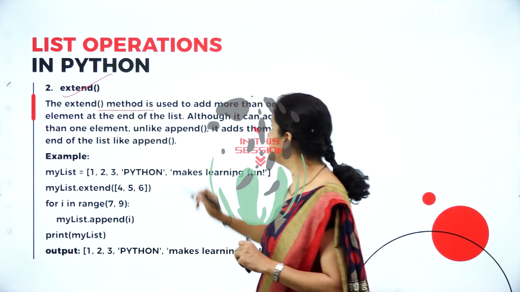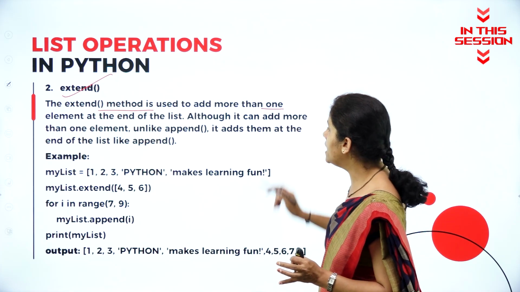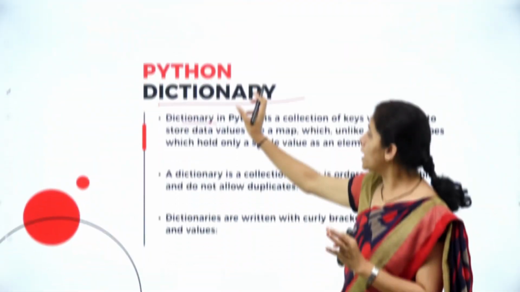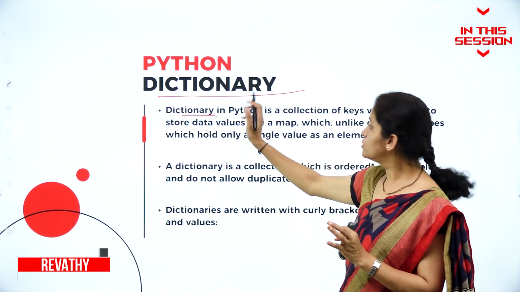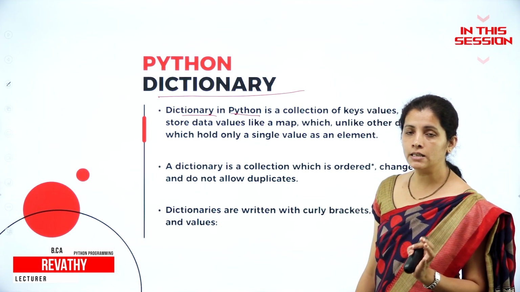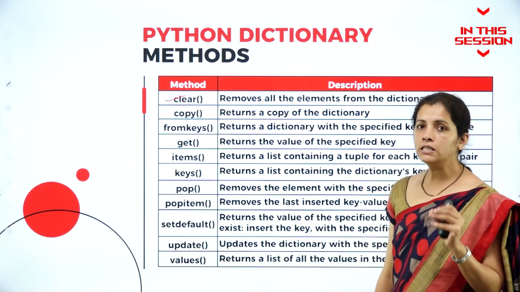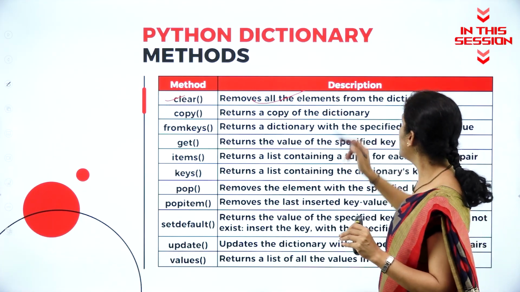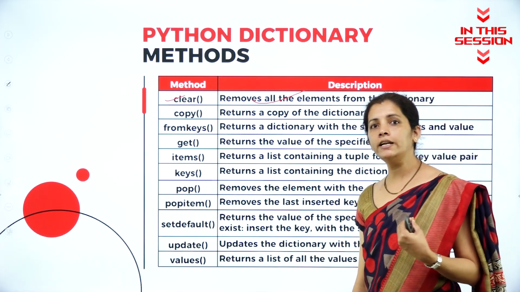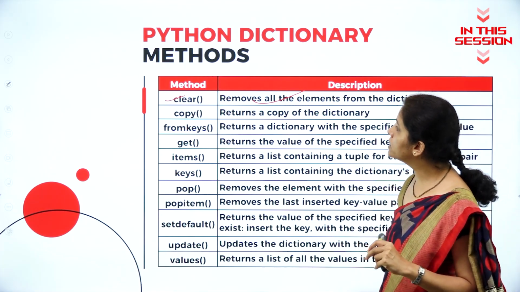Extend is a method used to add more than one element at a time. What is this dictionary? So here in Python, dictionary is nothing but a collection of key-value pairs. What is clear? It removes all the elements from the dictionary. There are certain times I want to remove all the elements from the dictionary, then I'll go with clear.